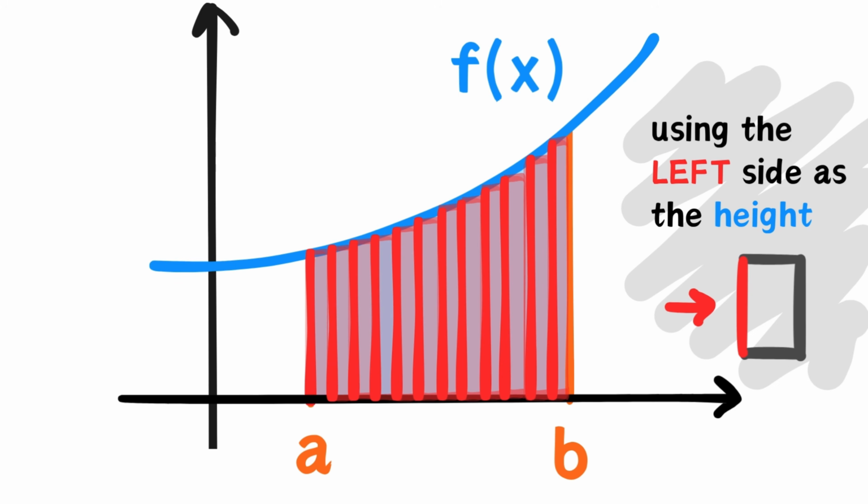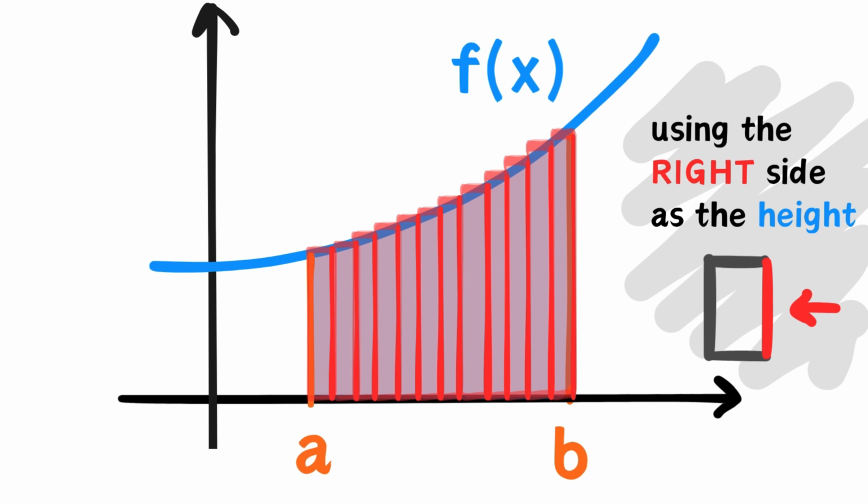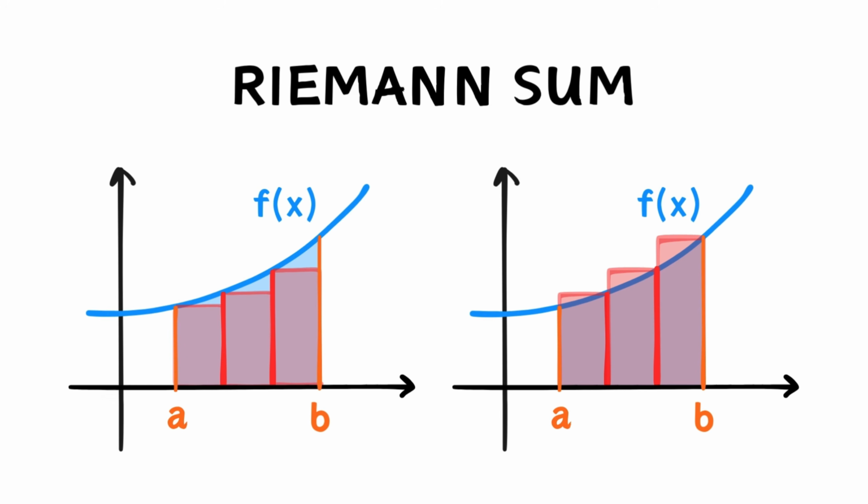What would happen if we used the right side instead? Well, just like when we used the left side, at first the rectangles aren't very good approximations. But the more we use, the more accurate our approximation becomes. So it's the same idea here. The idea of using rectangles to approximate the area under a curve is called a Riemann sum.